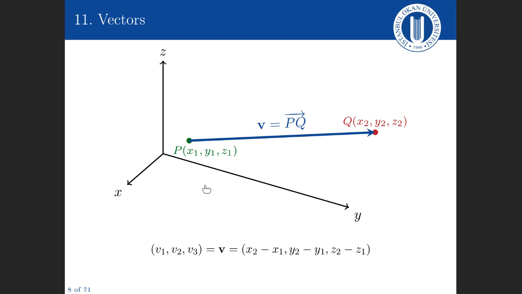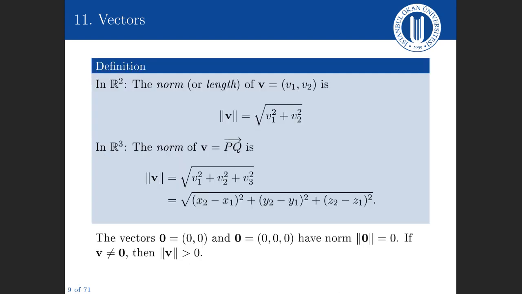Suppose we have a vector which goes from P to Q. Initial point P, terminal point Q. In other words, we have the vector PQ, or we can call this the vector V. Then we can write that V, or (v1, v2, v3), is the same as (x2 minus x1, y2 minus y1, z2 minus z1).